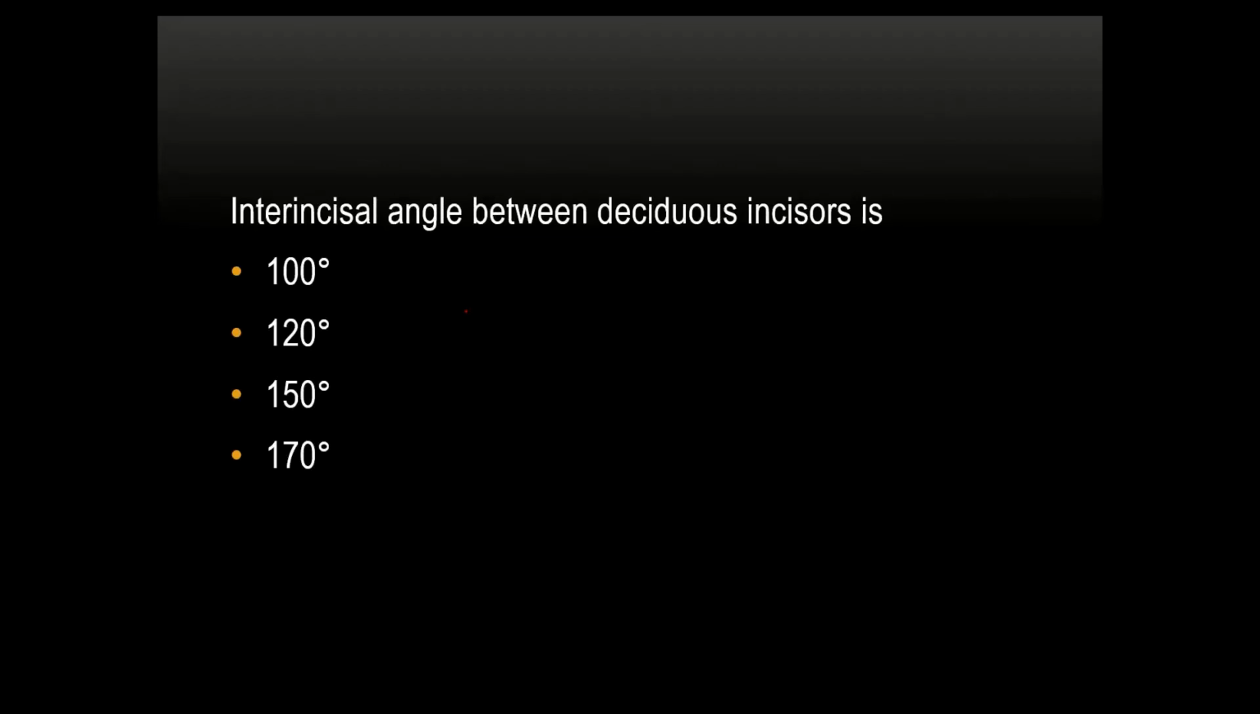Interincisal angle between deciduous incisors is. Now, deciduous incisors are straight in the bone. They are not proclined. So we have read this. So the interincisal angle is normally 120. So it will be more than that, which is 150.